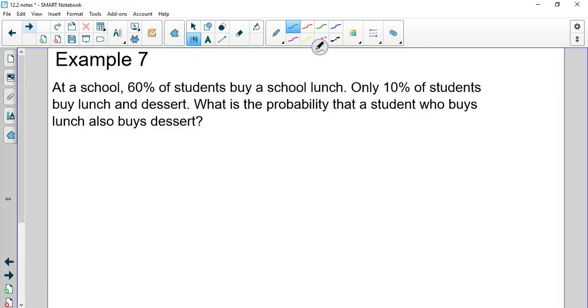And here's our last example. At school, 60% of students buy a school lunch. Only 10% buy lunch and dessert. What's the probability that a student who buys lunch also buys dessert?